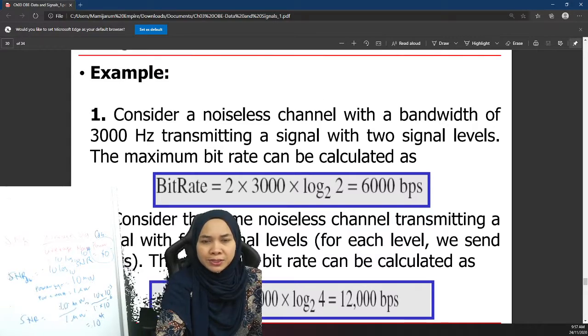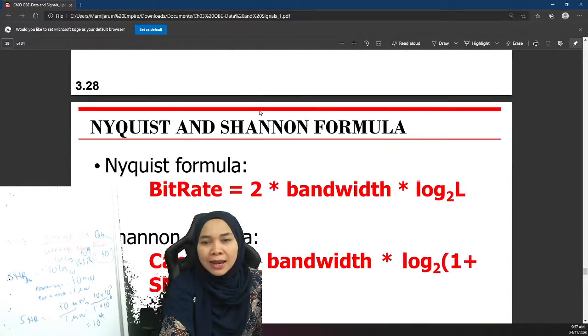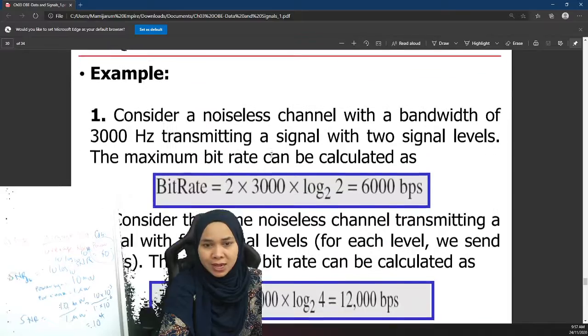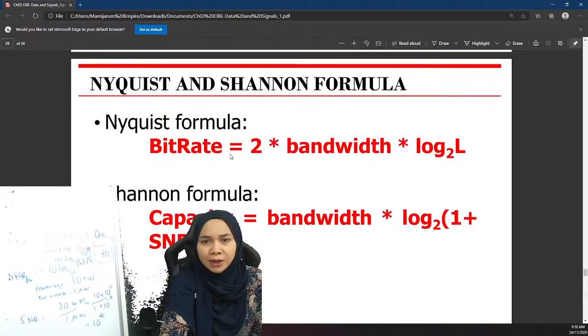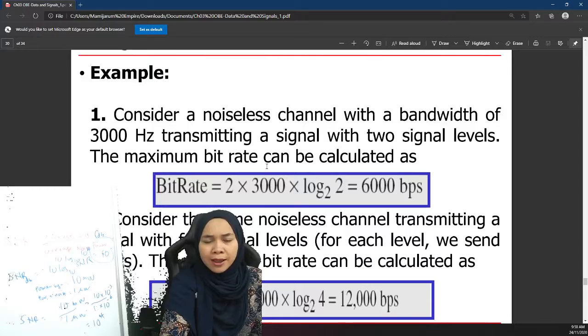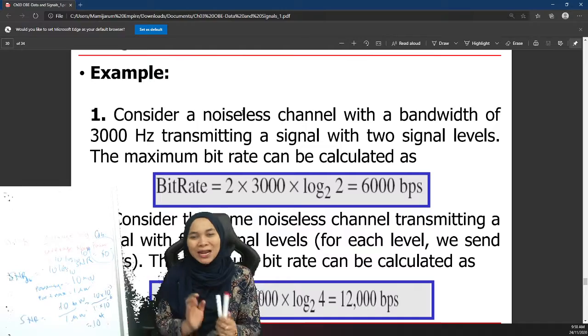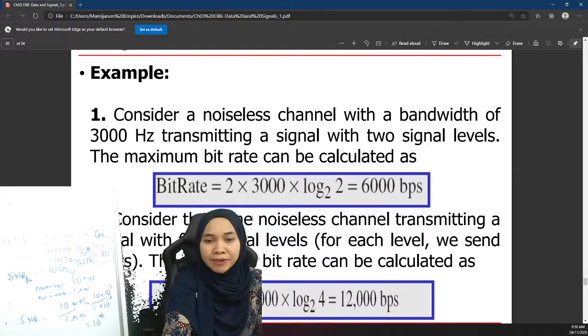Alright, so this one adalah considered noiseless channel, which is this one adalah Nyquist. Alright, Nyquist adalah noiseless. Shannon adalah with noise. Alright, so this is formula dia how to calculate. Kita tengok kat sini, dia bagi bandwidth 3000 Hz with 2 level signal, log 2, 2. Alright, we get 6000. Bit rate equal to formula tadi adalah 2 times bandwidth log 2L. So 2 darab 3000 equal to 6000. Dan bit rate lah measurement dalam bit per second. Alright, 6000 bit per second.